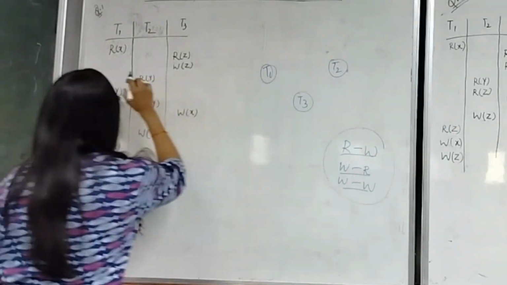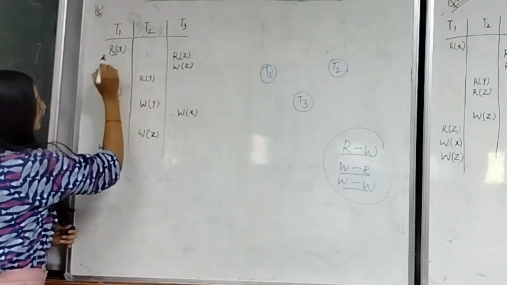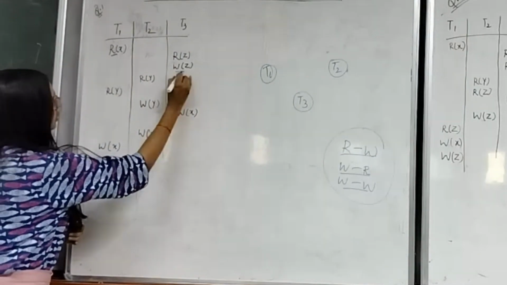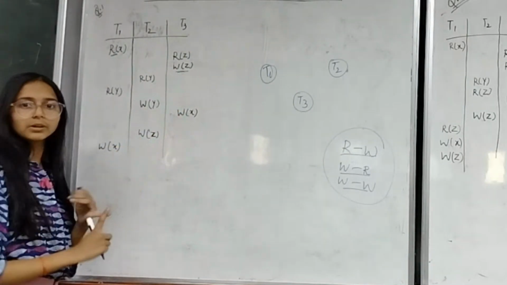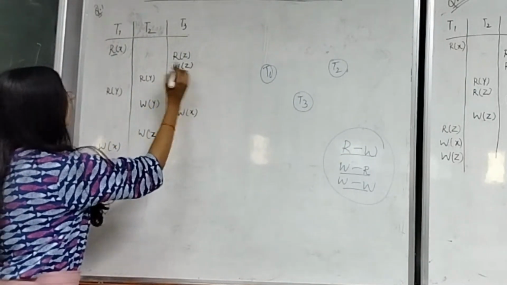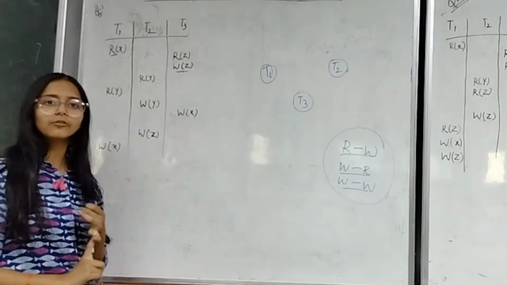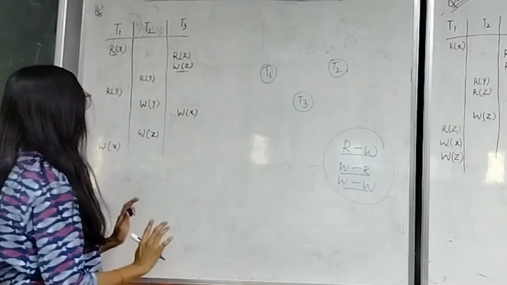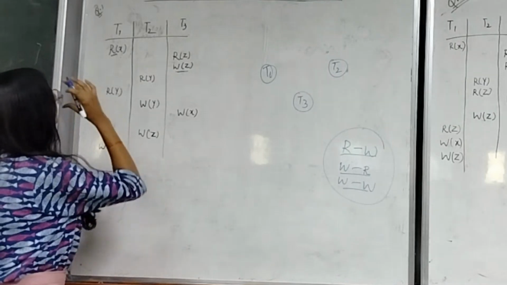Let's see here the read on x and here the write on z. There is no conflict because the variables are different, thus the operations performed are independent. So let's get started with the question.